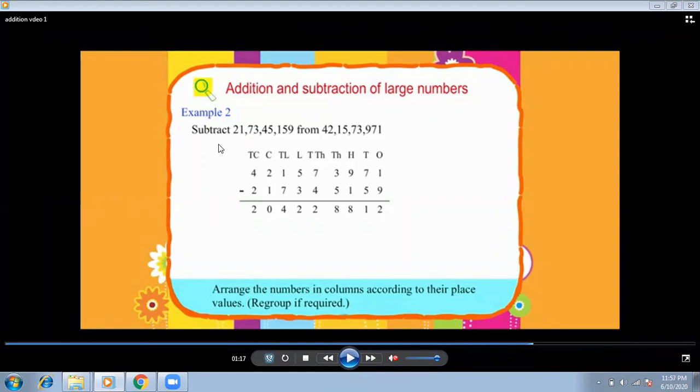Now here it is written: subtract 21 crore 73 lakh 45,159 from 42 crore 15 lakh 73,971. It means that you have to subtract this number from this. So this number you will write upside. Or if it is difficult for you to understand, I have already told you an easier way, that the bigger number you will write upside. So in both the numbers, obviously it is understood that 42 crore is the bigger number. So that number you will write upside, on the top, and the next number you will write below that number.